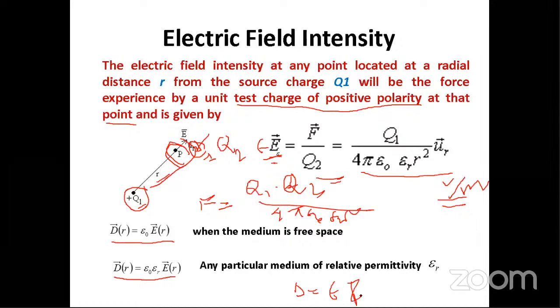Sorry, that pointer is not controlled. So you have to remember this equation: D is equal to epsilon E. Here, in case of free space, epsilon is equal to epsilon 0. And in case of any other medium, epsilon is represented by epsilon 0 into epsilon r.